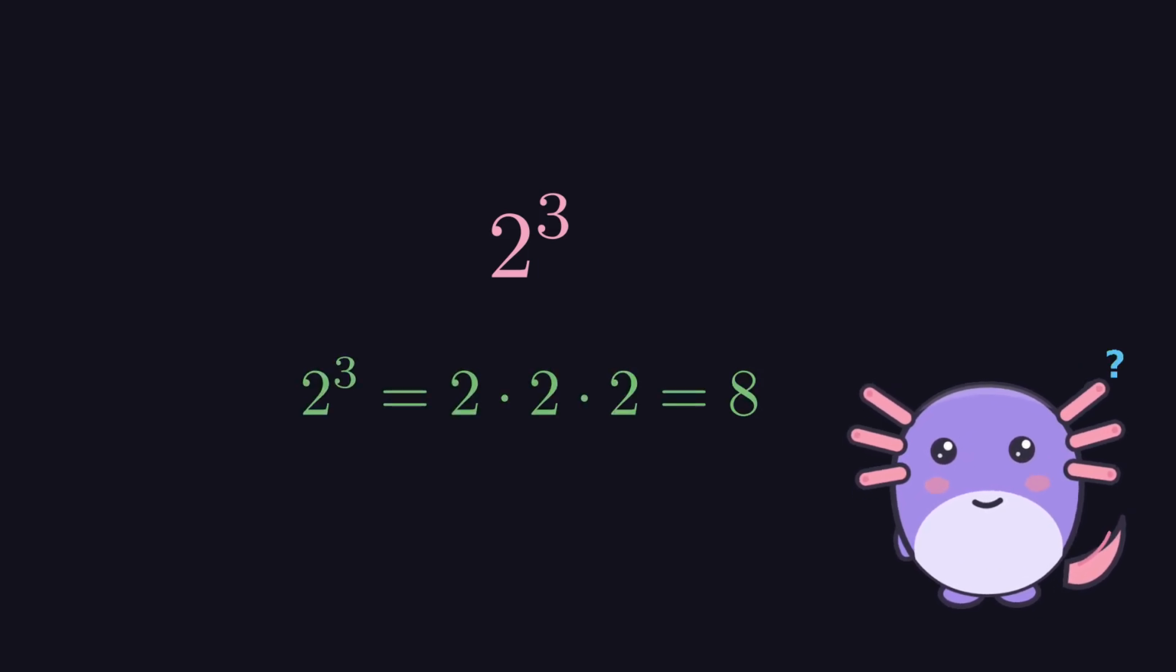Careful with the classic mistake, though, 2 to the third is not 2 times 3. 6 and 8 are very different answers. The exponent copies, it never multiplies by itself.